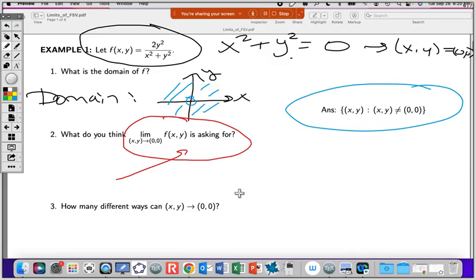You follow? We don't know what's happening at the origin, but we can look at what's happening as the points get close to the origin. But herein lies a little bit of a challenge for us. When we were on the real number line, we could approach a number from left and right. Okay? How many different ways are there to approach the origin? What are some ways you can get close to the origin?